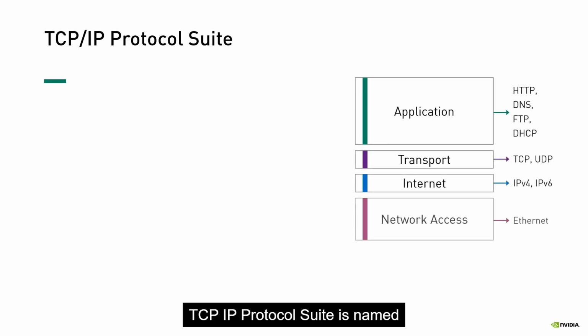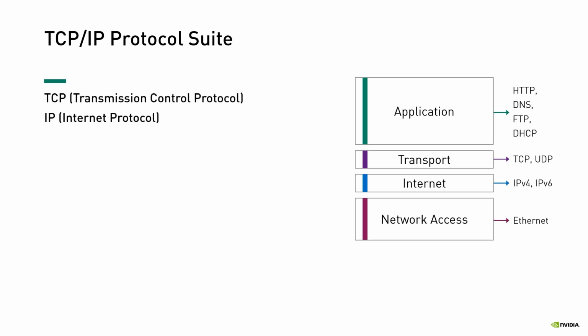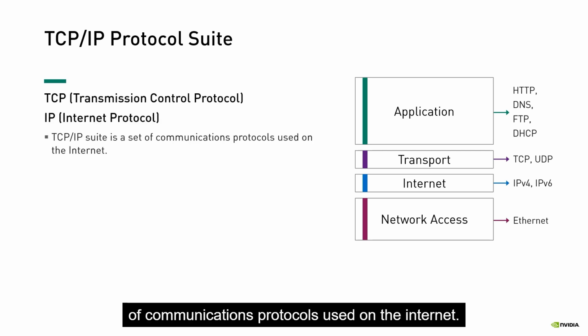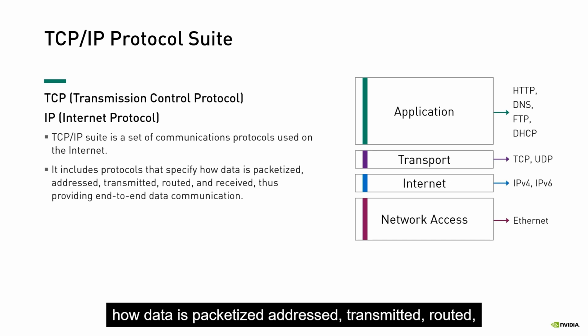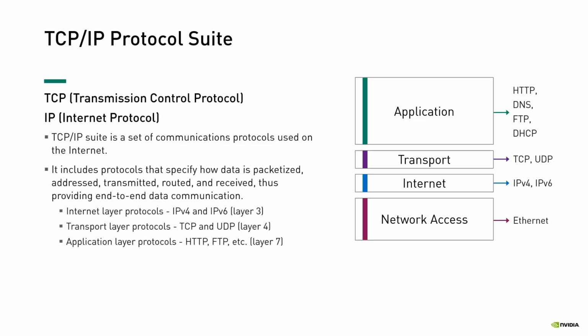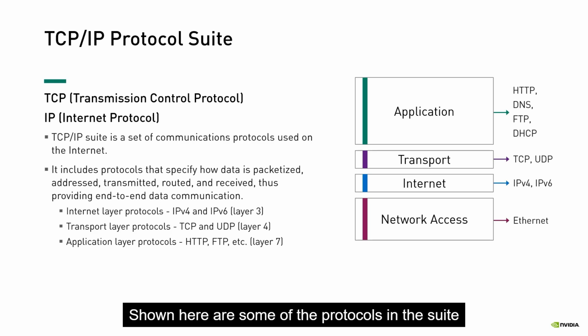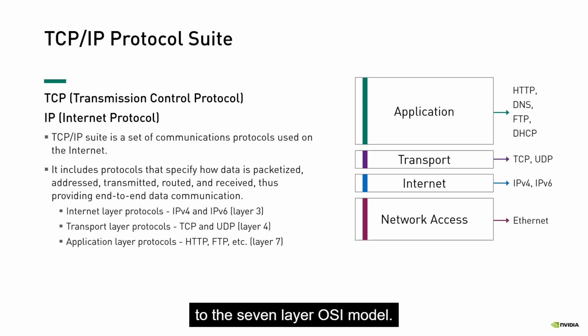The TCP/IP protocol suite is named after 2 of the main protocols: TCP, Transmission Control Protocol, and IP, Internet Protocol. The TCP/IP suite is a set of communications protocols used on the Internet. It includes protocols that specify how data is packetized, addressed, transmitted, routed, and received, thus providing end-to-end data communication. Shown here are some of the protocols in the suite, where each protocol is listed at their respective layer. Please note that the TCP/IP model has 4 layers as opposed to the 7-layer OSI model.